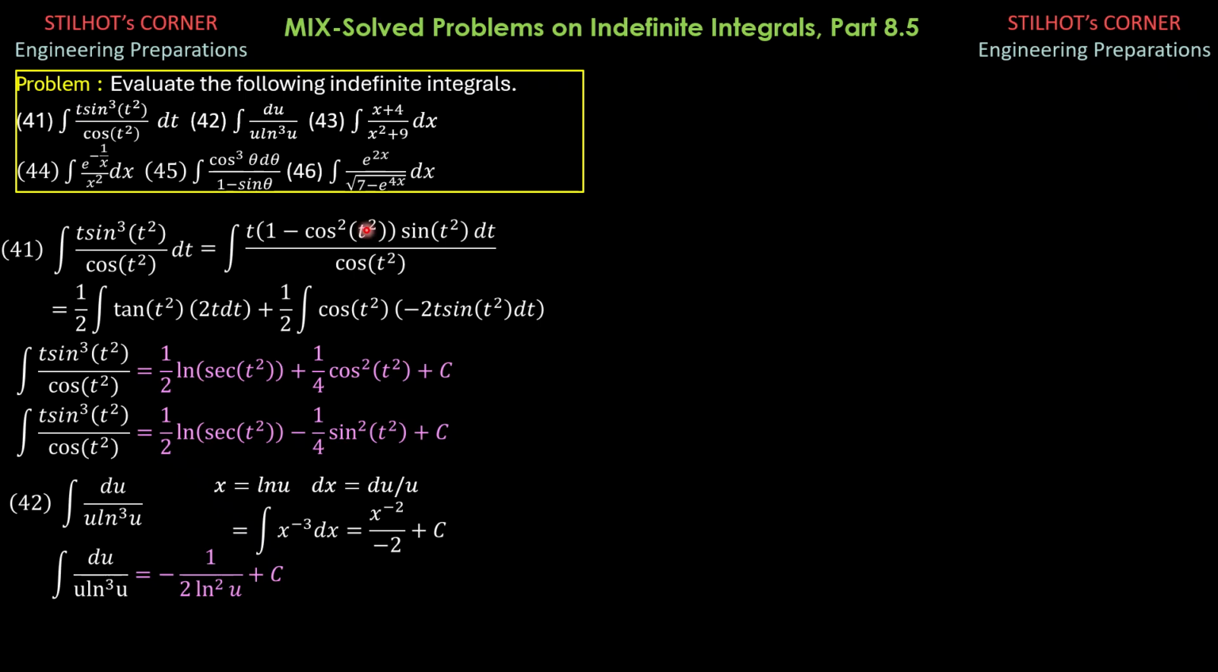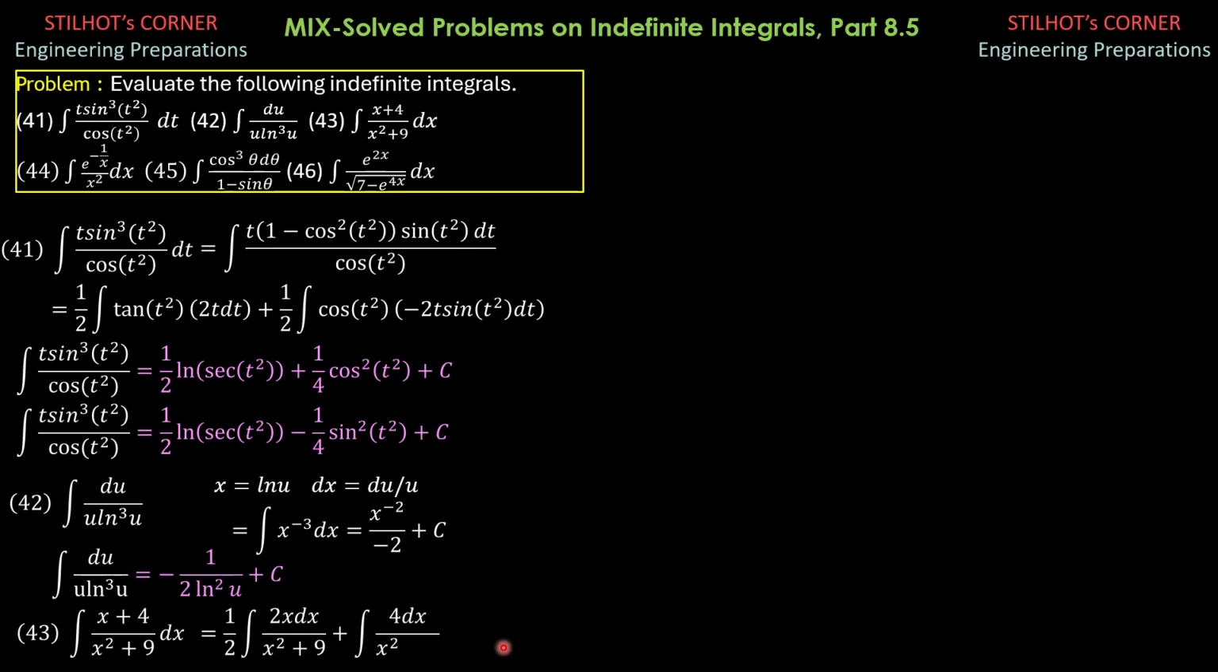That's it. We proceed to 43. Integral of x plus 4 over x squared plus 9 dx. Let's break this into integral of x over x squared plus 9. If we put u be x squared plus 9, the differential is 2x dx, so we put 1 half integral of 2x dx over x squared plus 9, plus integral of 4 dx over x squared plus 9.